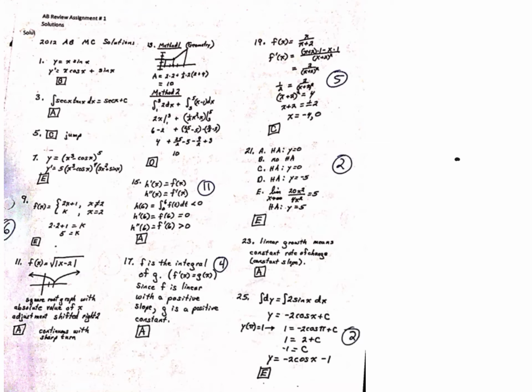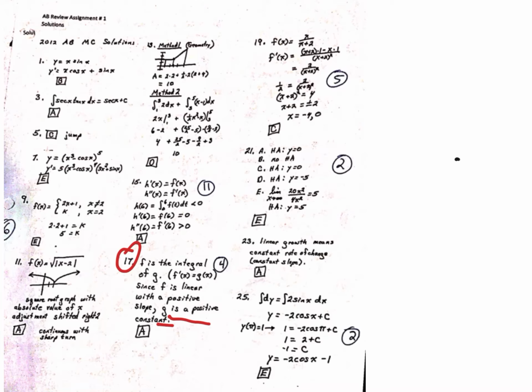17, we had 4 people asking about that one. For 17, I'll mark these so you know where I'm at, and if you wanted to fast forward when I get to them here. So for 17, you're looking at which of the following could be the graph of y equals g of x. And so for that one, f is the integral of g, so f prime is g. Since f is linear with a positive slope, g is a positive constant. I'm not sure what else to say about that. That's just the way it works. So that's what you would look for in the options shown.